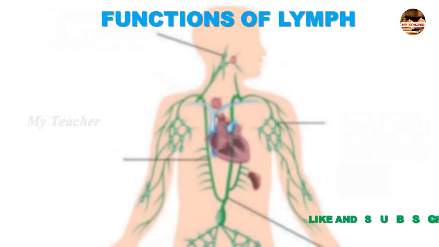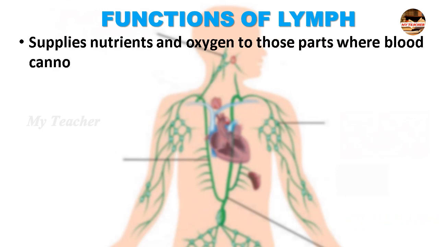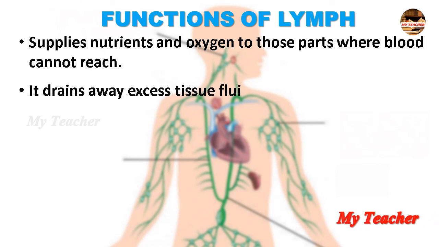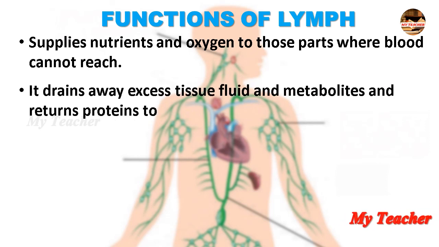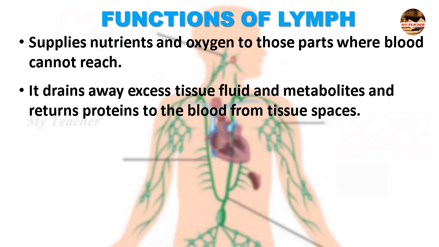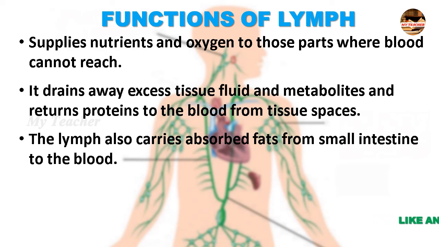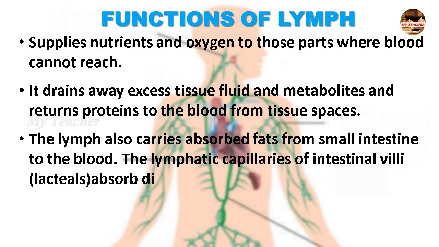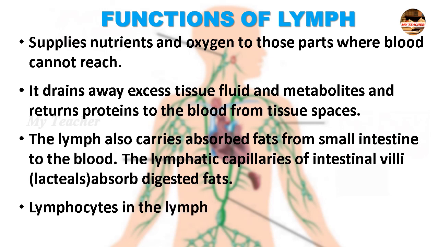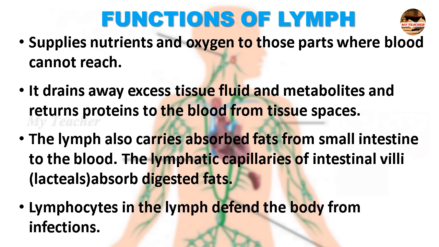Functions of lymph. It supplies nutrients and oxygen to those parts where blood cannot reach. It drains away excess tissue fluid and metabolites and returns proteins to the blood from tissue spaces. The lymph also carries absorbed fats from the small intestine to the blood. The lymphatic capillaries of intestinal villi, that is lacteals, absorb digested fat. Lymphocytes in the lymph defend the body from infections.